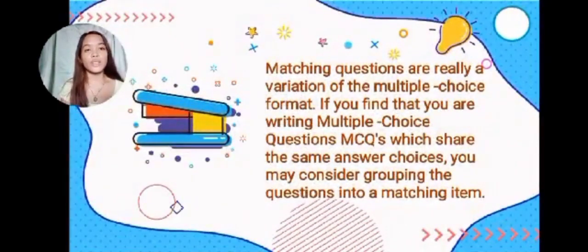Matching questions are really a variation of the multiple choice format. So if you find that you are writing multiple choice questions, or MCQs, which share the same answer choices, you may consider grouping the questions into a matching item.